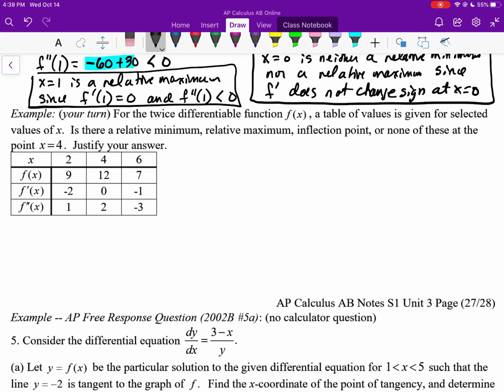So welcome back. What do we know about at x is equal to 4? We know that the y-coordinate is 12. We know that the first derivative is 0. That's a horizontal tangent line. And we know that the second derivative is 2, curved up. We know that we have a horizontal tangent line and it is curved up. Hey, what is that? That is going to be a relative minimum.